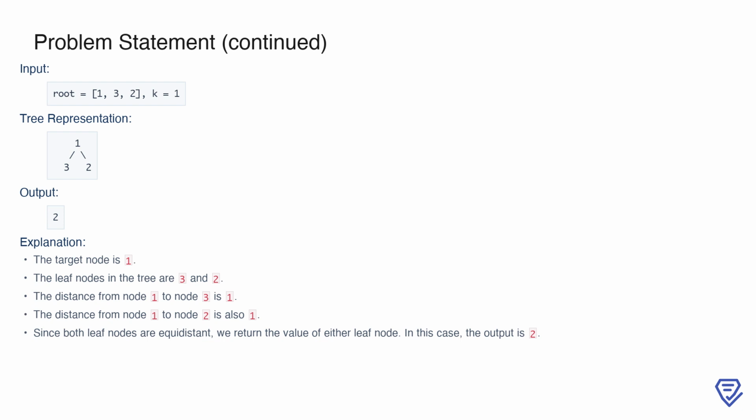Suppose the input binary tree is represented as root equals 1, 3, 2, and the target value k is 1. Visually, the tree looks like this. The root node is 1, which has two children, 3 on the left and 2 on the right. In this example, the target node is 1, and the leaf nodes in the tree are 3 and 2, since neither of them has any children. The distance from node 1 to node 3 is 1 edge, and the distance from node 1 to node 2 is also 1 edge. Since both leaf nodes are equidistant from the target node, we can return the value of either leaf node. In this case, the output is 2.